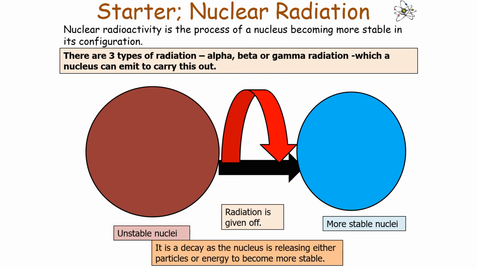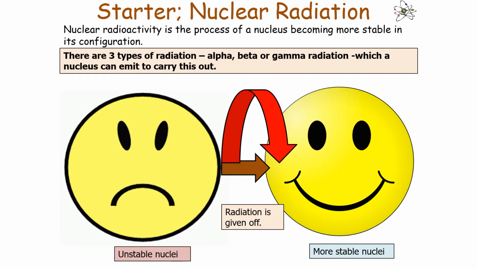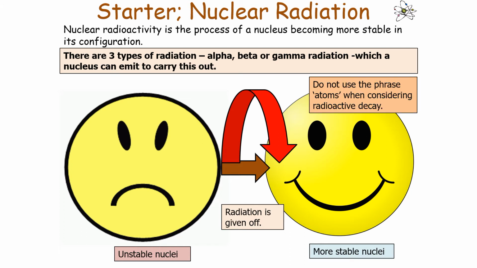Now it's a decay as the energy is releasing either particles or energy to become more stable. Now a nuclear decay is an event which increases the nuclear stability. So it's important to know that it goes from an unstable nucleus to a more stable nucleus. Now this process only involves the nucleus of the atom, so it's important that we don't use the phrase atom when we're considering radioactive decay.